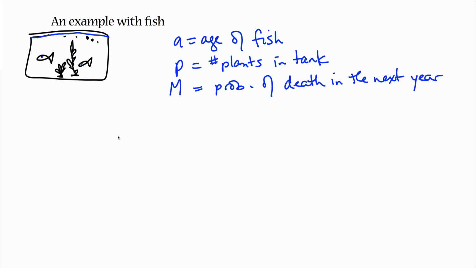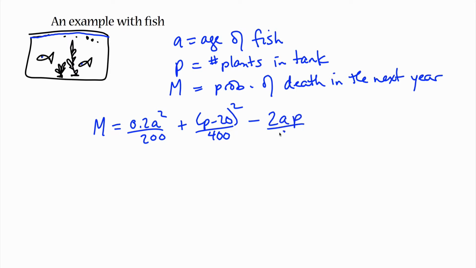Okay. So my imaginary mortality function is going to be M is equal to 0.2 A squared over 200, plus (P minus 20 over 400) all squared, minus 2 times A times P over 800.